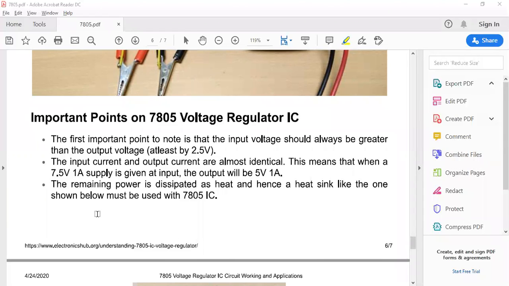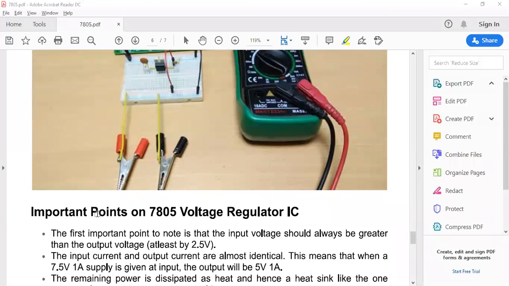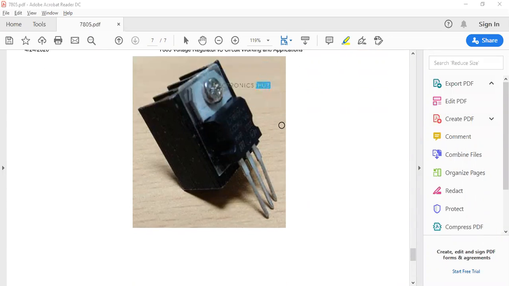Then what happens if I give 10 volts or 20 volts as the input, but I am getting only 5 volts? What about the remaining voltage, where is it going? Then it is dissipated or converted in the form of heat. As it is converting the excess voltage into heat, the IC will get heated.